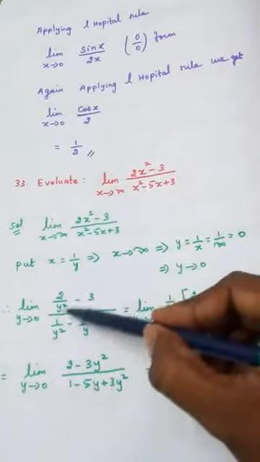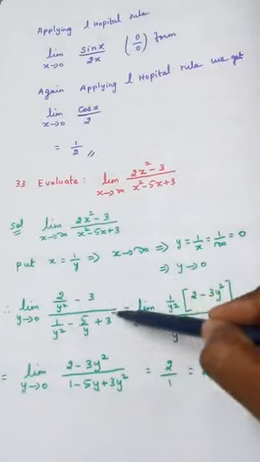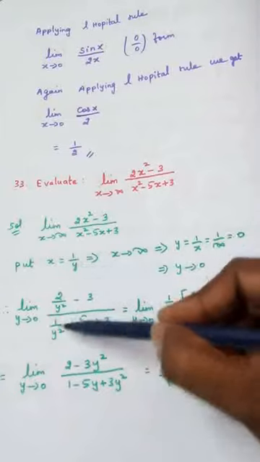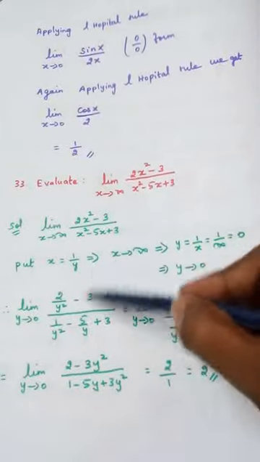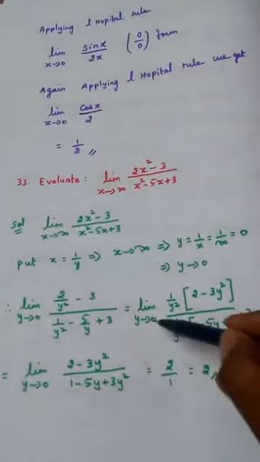1 by y square. So 2 into 1 by y square, 2 by y square minus 3 divided by x square. If I put x square, this becomes 1 by y square. x means 1 by y, so 5 by y plus 3. Hope you will understand.